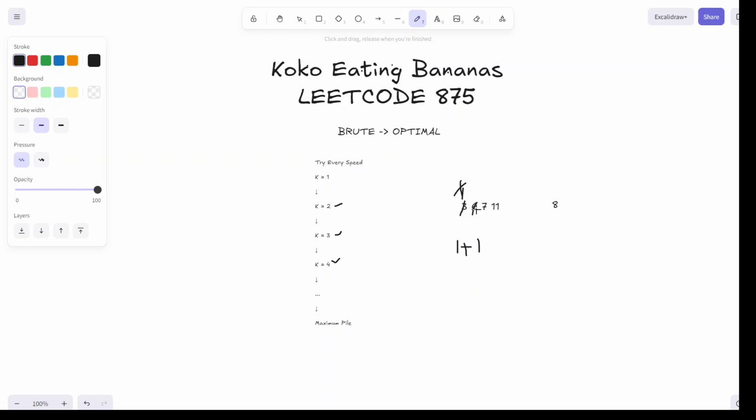Out of 6 she will eat 2, so 4 will be left, and the hours will increase. To eat these 4, it will become 2, then it will become 0. So for 6 we get 1 plus 1 plus 1. This one was for 1, and this one for completing this one.